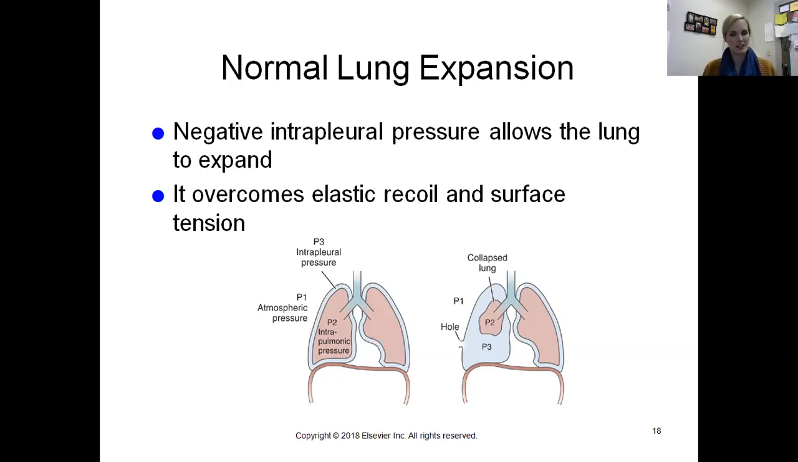In the event that something happens to that pleural membrane, so showing a hole here in this picture, it will allow air to rush in and will actually collapse that lung, making the interpleural pressure now more positive, and it pushes on the lung itself, and that's what causes the collapsed lung.